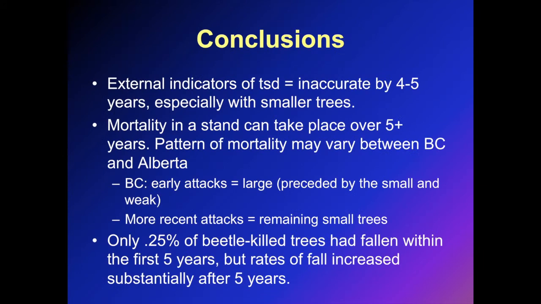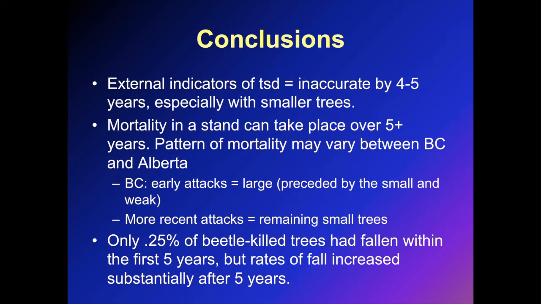So the conclusions from this, the first one is that external indicators of time since death, red, green, and gray attack stages, are not very good at actually precisely identifying when a tree died. Just keep that in mind. It gets worse as you get into the later red and the early and later gray stages. It's very hard to tell when a tree actually died.